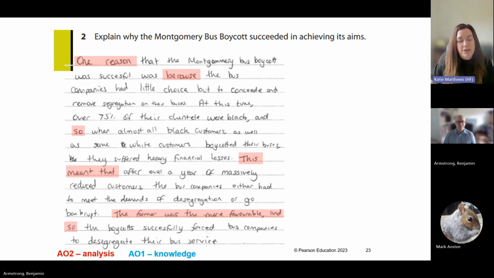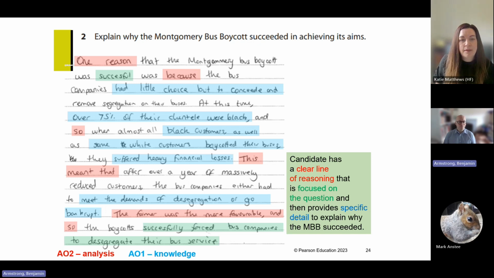So let's look at where the knowledge is really strong in this answer. You can see here in the blue, this is specific factual detail that the student has used. And in green, this is the part of the question, Montgomery bus boycott succeeding, that the student has repeated throughout their answer. It's a really strong paragraph as part of an overall answer and demonstrates a clear line of reasoning, that they're focused on the question and they've provided specific factual detail. So this student, if they kept going at this rate, would be getting up the higher end of the mark scheme.